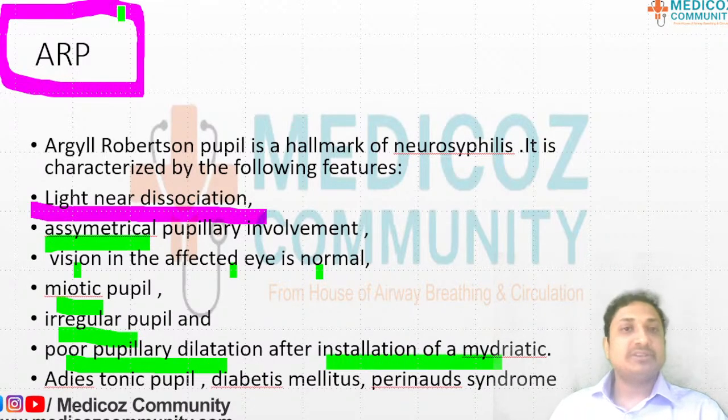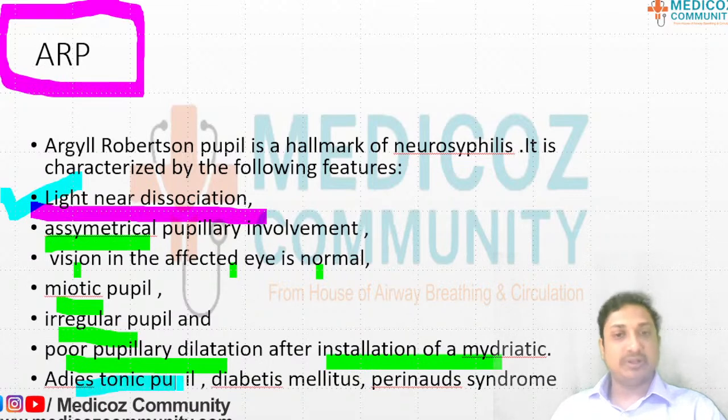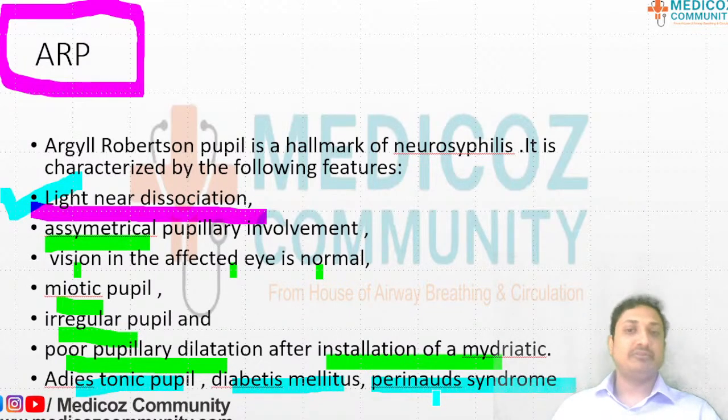What are the other kinds of pupil that have light-near dissociation? These are Adie's tonic pupil, pupils seen in diabetes mellitus patients, and Parinaud's syndrome is also associated with light-near dissociation. So remember these things. Okay.